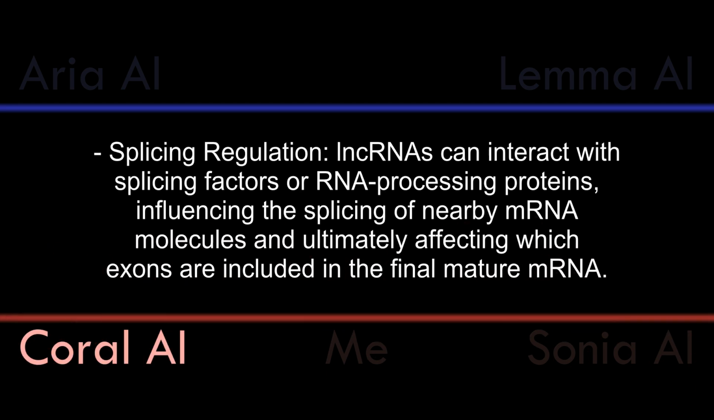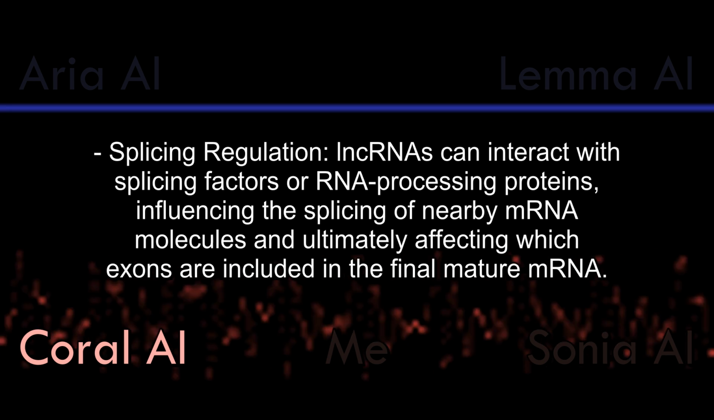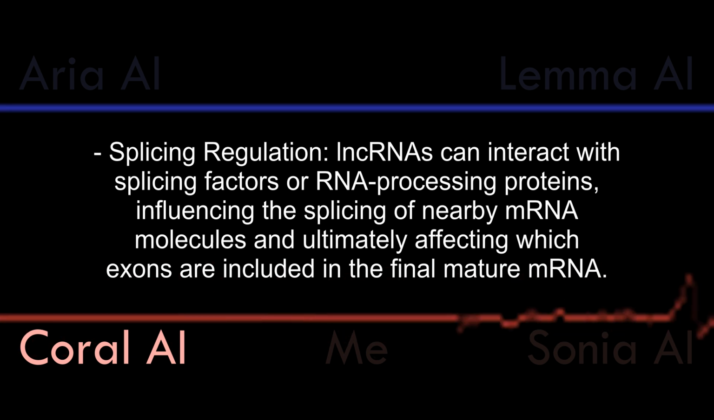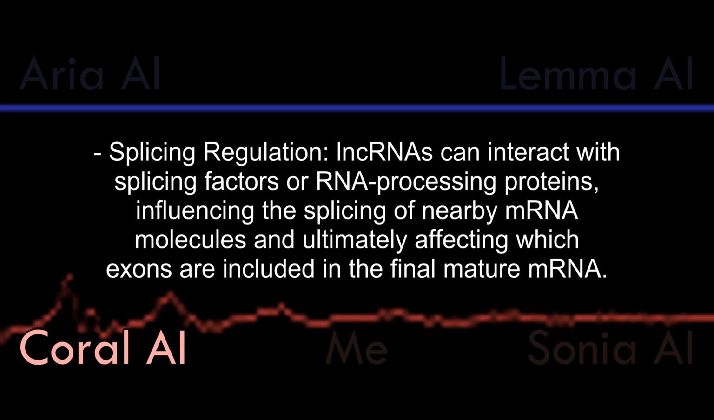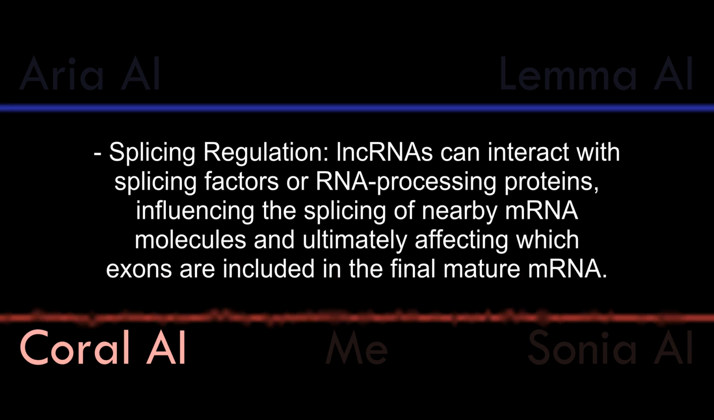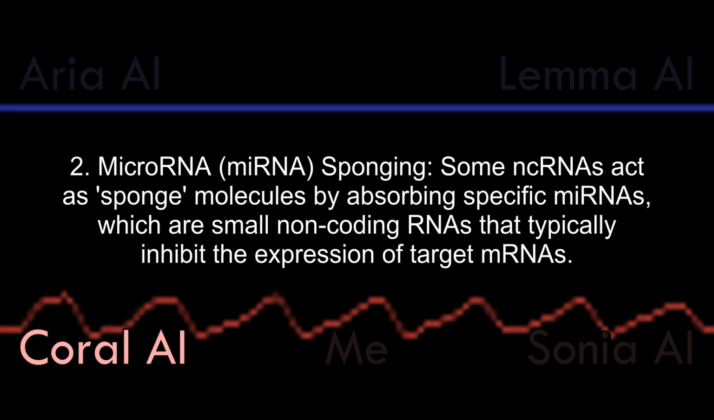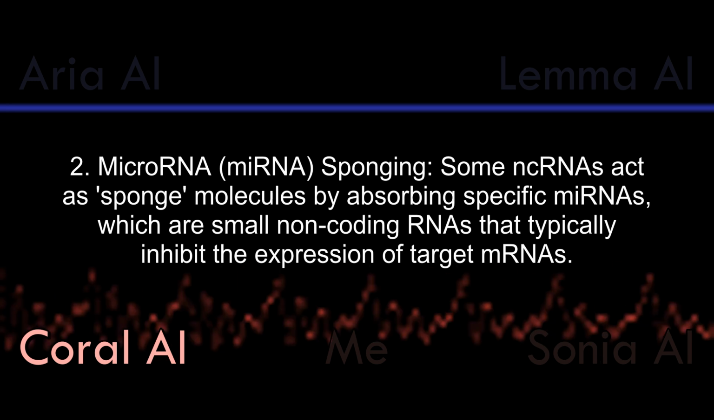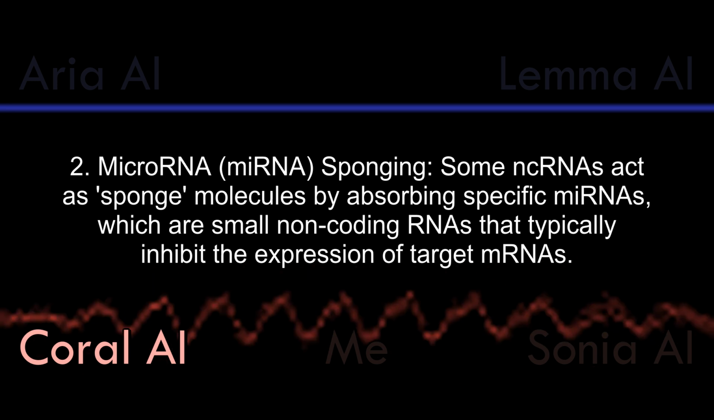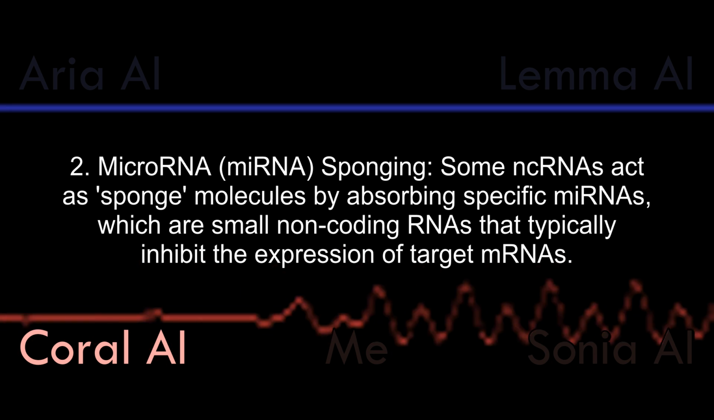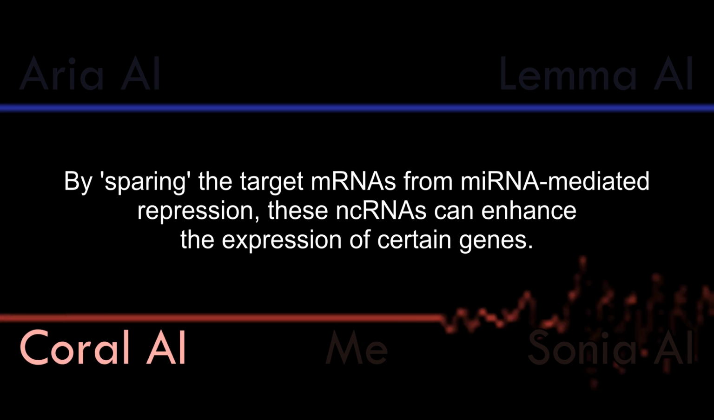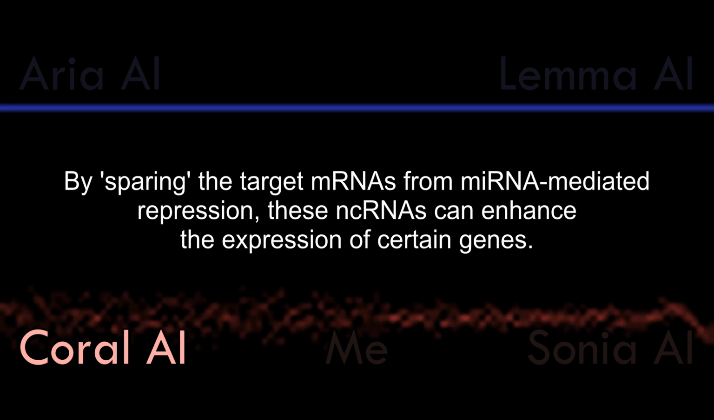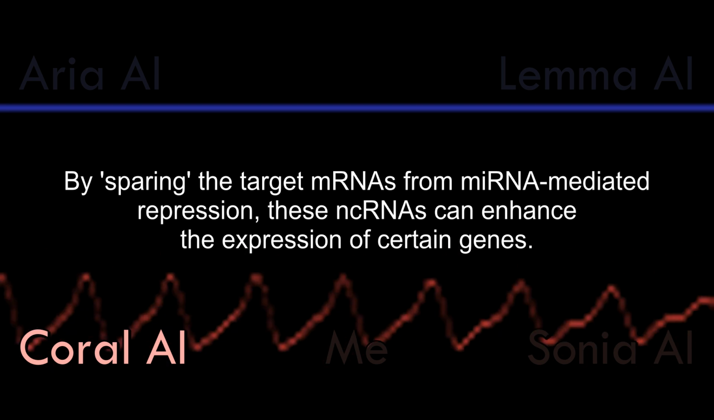Splicing regulation. LNC-RNAs can interact with splicing factors or RNA processing proteins, influencing the splicing of nearby mRNA molecules and ultimately affecting which exons are included in the final mature mRNA. 2. MicroRNA sponging. Some ncRNAs act as sponge molecules by absorbing specific miRNAs, which are small non-coding RNAs that typically inhibit the expression of target mRNAs. By sparing the target mRNAs from miRNA-mediated repression, these ncRNAs can enhance the expression of certain genes.